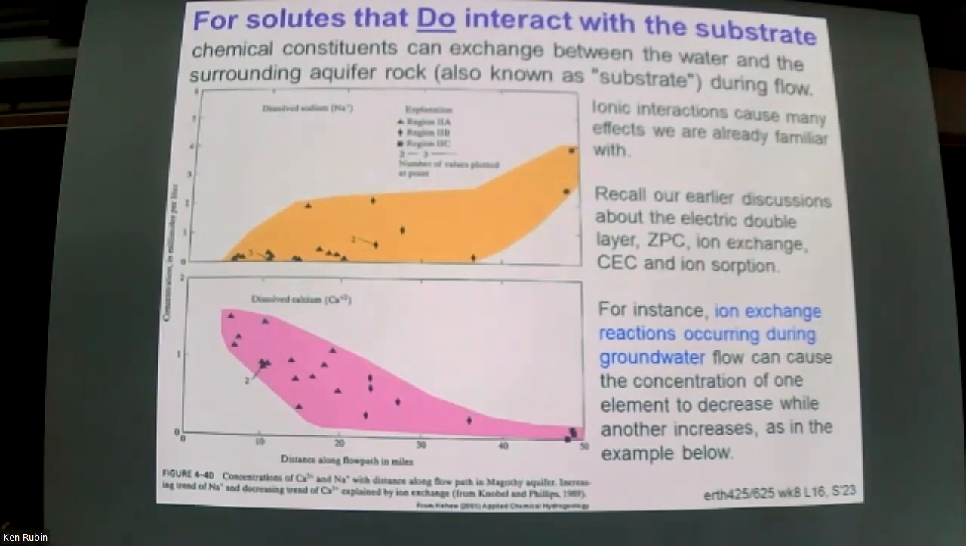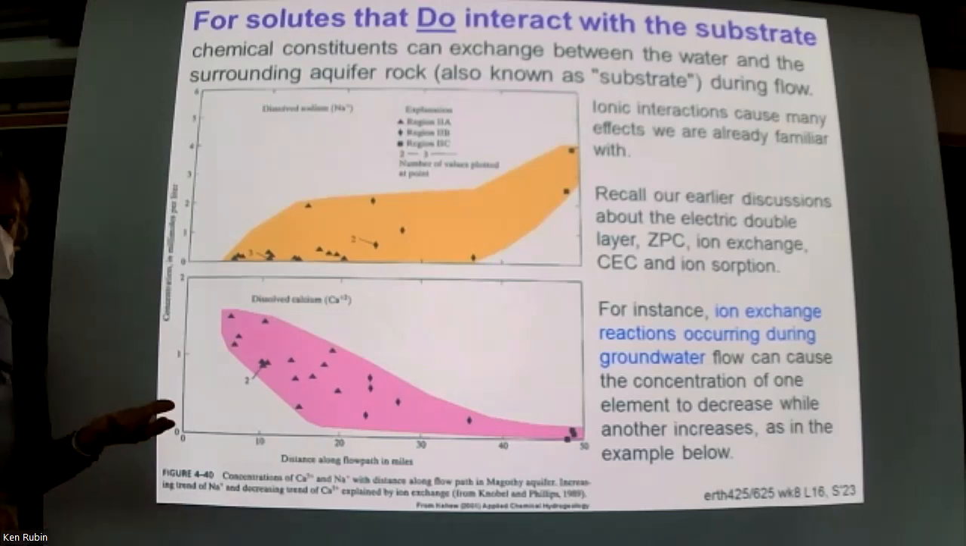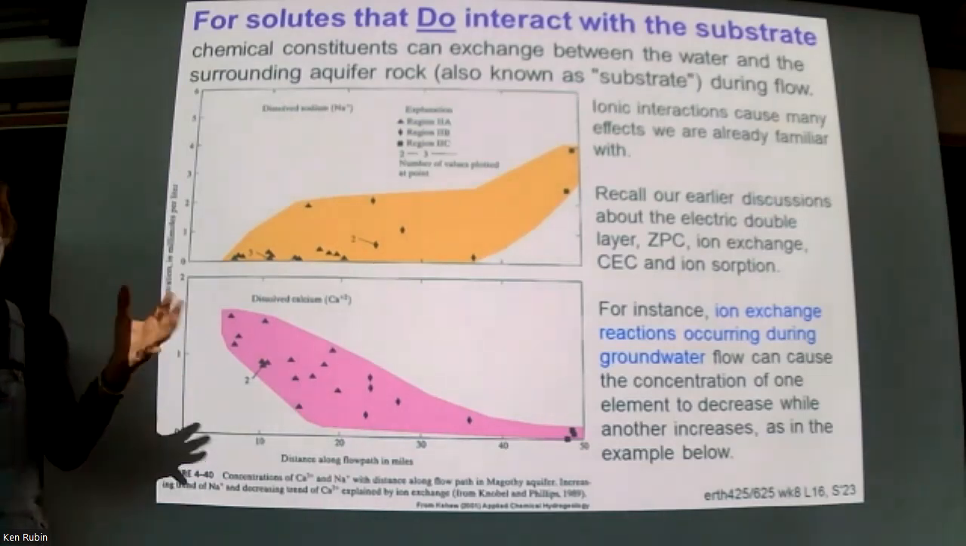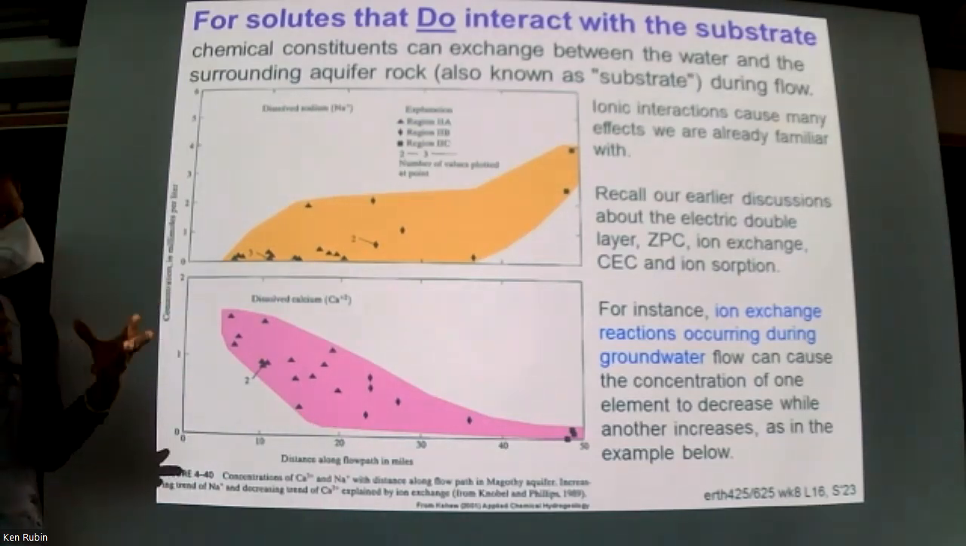Okay, so now let's talk a little bit about solutes that do interact with the substrate. There's a whole bunch of different interactions, but we've talked about all of these before. They are either acid-base reactions of the Bronsted type, Lewis acid, Lewis base, or ion exchange. Those are the three primary things that happen on the particle surfaces of the substrate. And the substrate particles take charges just like the charges we've already talked about when we were talking about particles in estuaries. The difference is that now these particles are packed really close together.